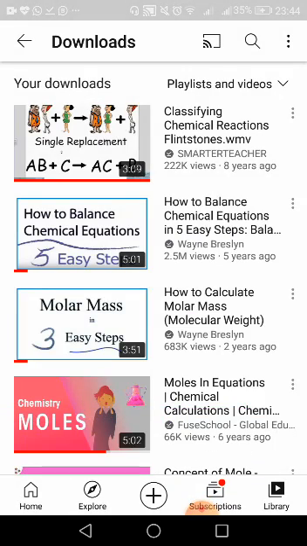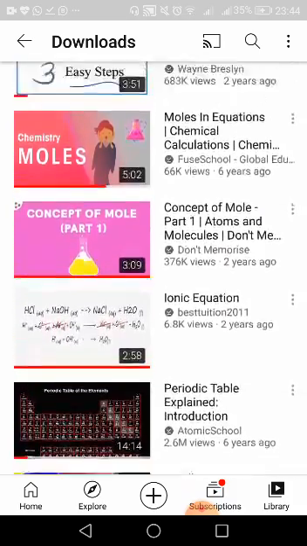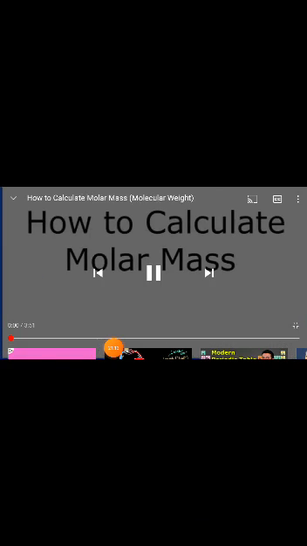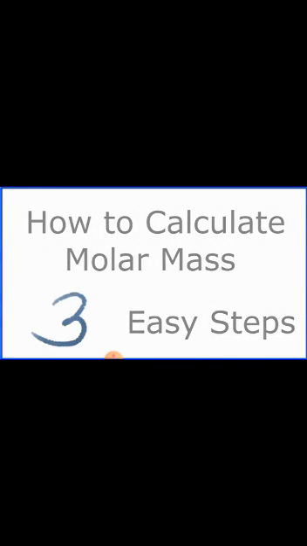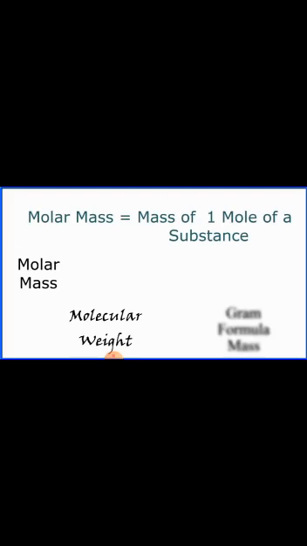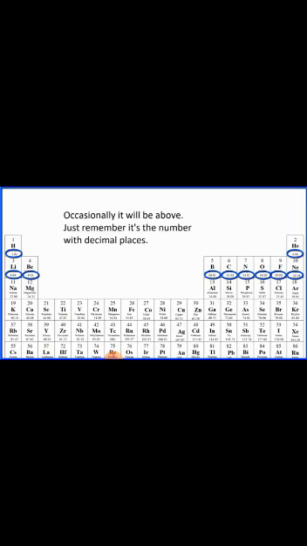Now we will discuss another concept which is called molar mass. How to calculate molar mass in 3 easy steps. First off, there are many other names for molar mass. They all tell us the mass of 1 mole of a given compound. The key is to find the atomic mass for elements, and that's right below the element symbols. Think of atomic mass as molar mass for an element.